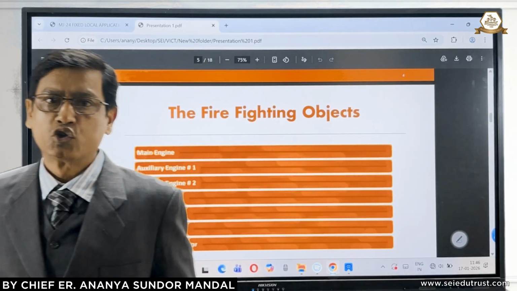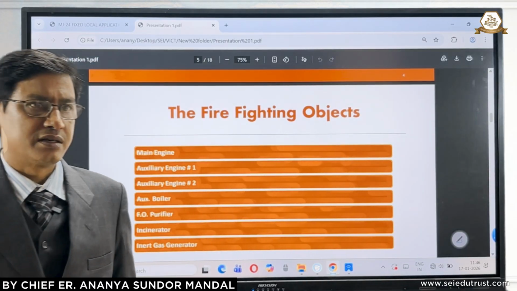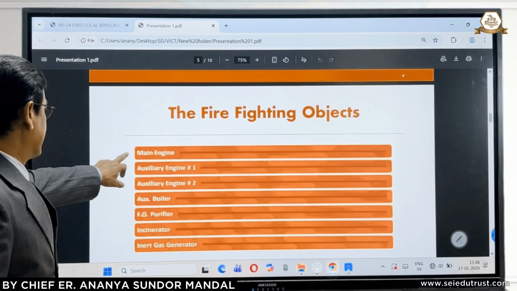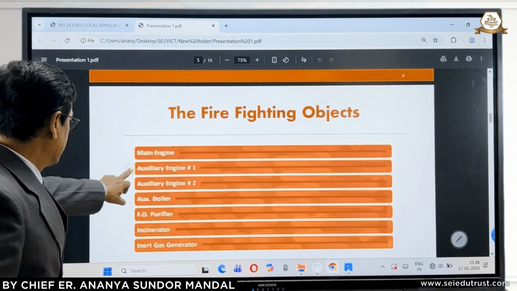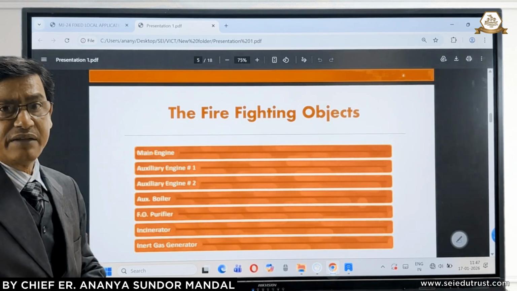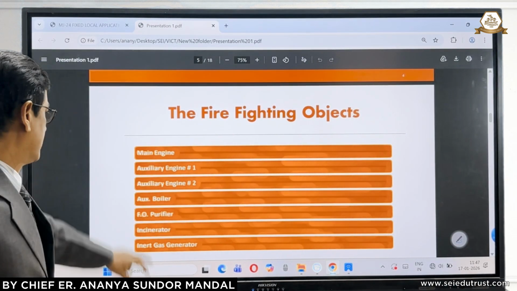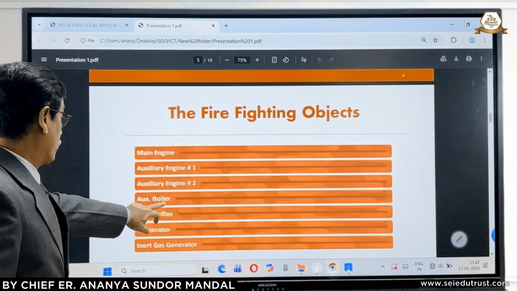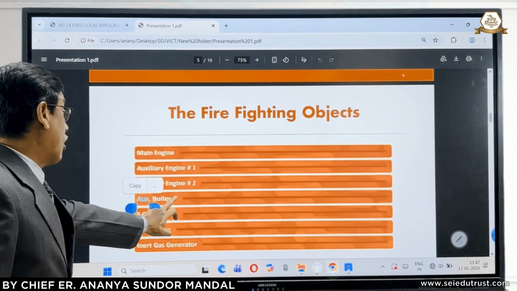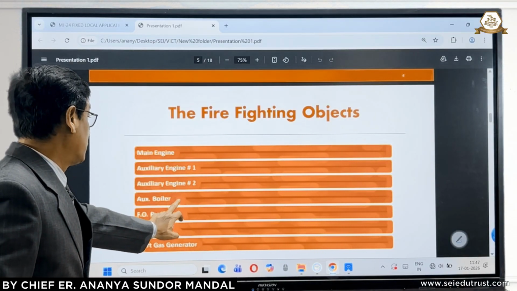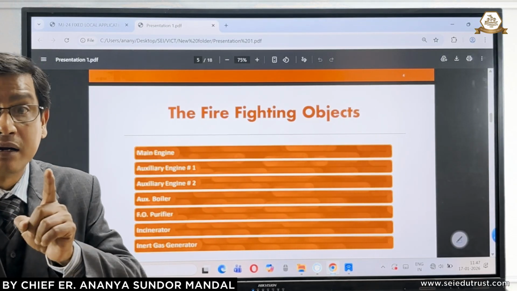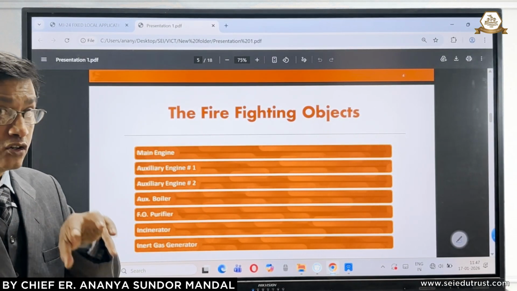Where do you use Hypermist? In which location? This is a local firefighting system. It is used in the main engine and auxiliary engines. Auxiliary engines means A1, A2, A3, even A4, all are individual. At the top of the auxiliary boiler burner, not the top of the boiler. It is a top of the auxiliary boiler burner, or top of the burner, not top of the boiler.